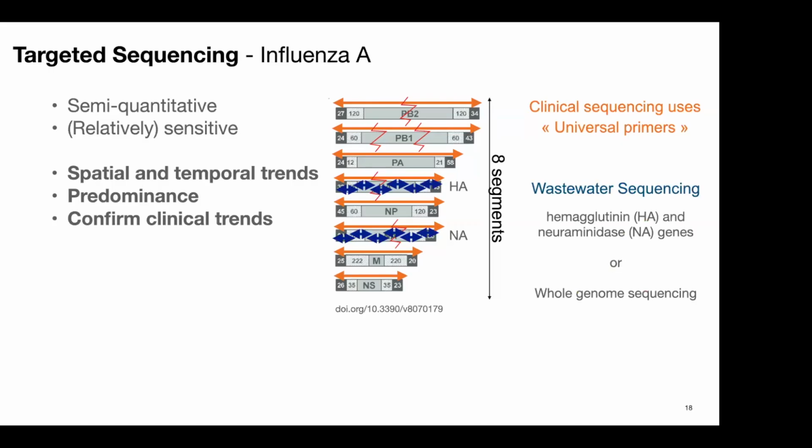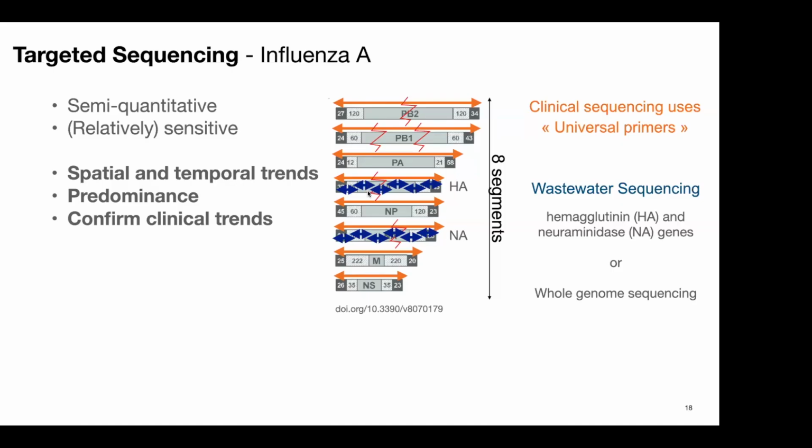So the way the wastewater community is switching is to do tiled amplicon sequencing, as I previously described for SARS-CoV-2. And they are targeting 2 main genes, which is the HA gene, that's coding for the hemagglutinin, as well as the NA gene, which is coding for the neuraminidase.